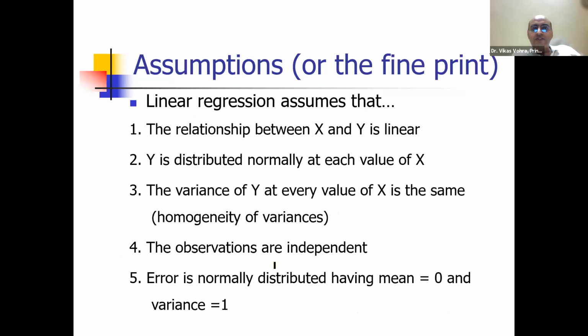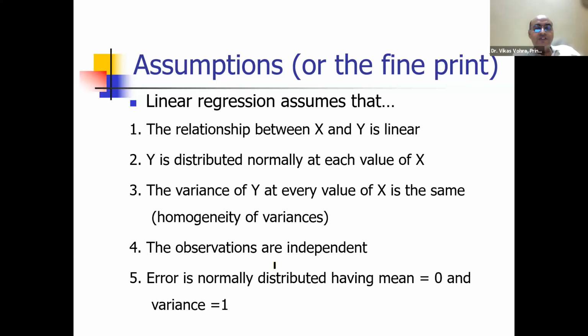But there are certain assumptions in linear models. It assumes that the relation is actually a linear one between X and Y. It is not a polynomial or a square. And Y, which is an outcome variable, is also normally distributed for each value of X. That means it is not a skewed distribution. And the variance is also the same for the outcome variable for each value of X. That means homogeneity in variance.